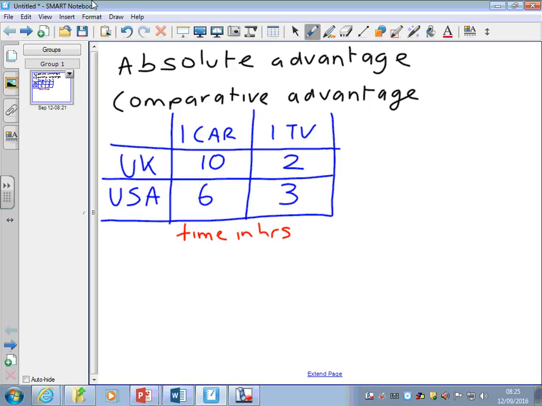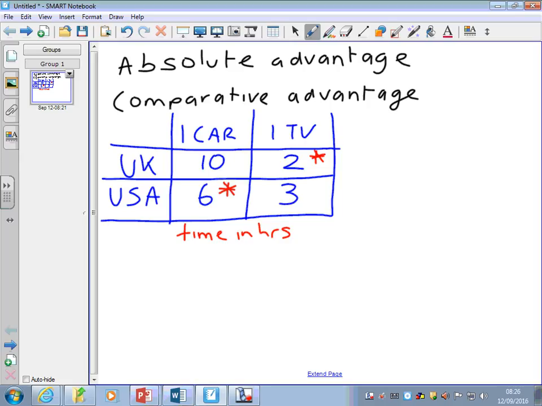Now, if we just stick to absolute advantage then first of all, what we would say is that the UK has got the absolute advantage of making TVs. The Americans have absolute advantage at making cars. Why? Well, it's simple. In the UK, we can produce a TV in 2 hours, the Americans take 3. So if we assume the cost of factors of production to make TVs are identical in both countries, the UK can make TVs cheaper than the Americans can. In America, they can make cars quicker than the British can. So again, assuming that the cost of production are identical in both countries, the Brits should not be making cars.